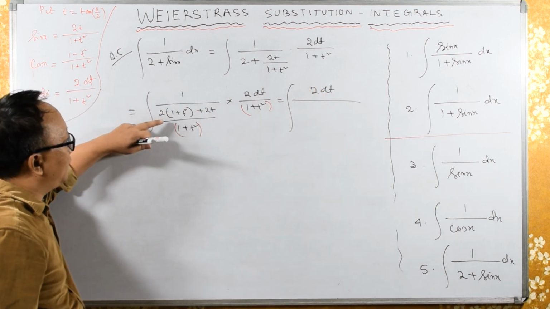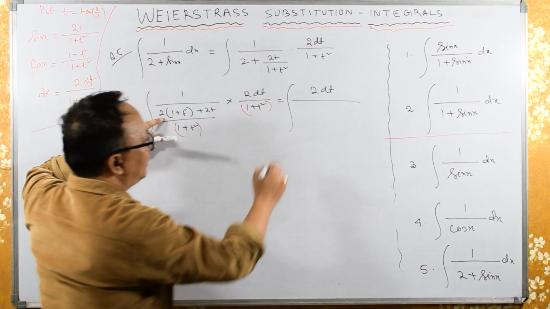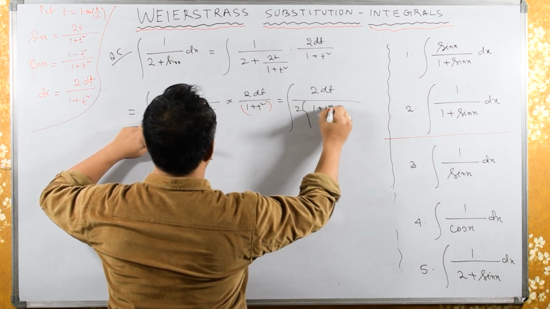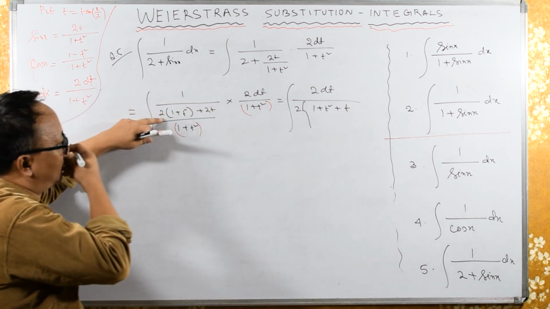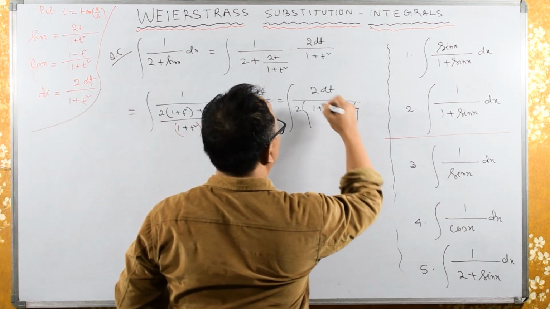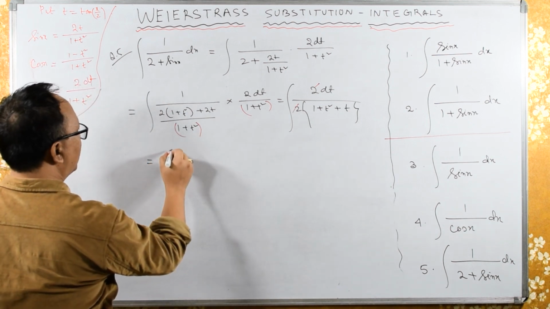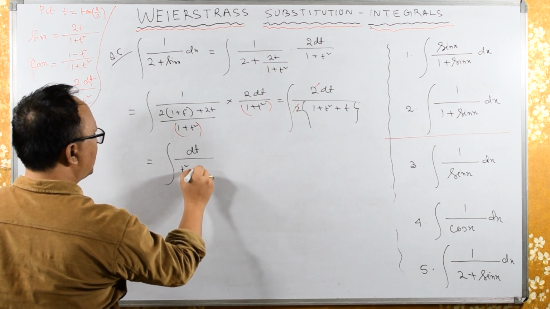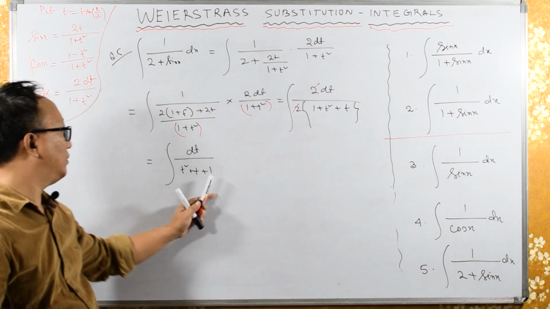In the denominator, look here, we can take 2 common. If I take 2 common, what I'll get is 1 plus t square plus t. Now the 2 gets cancelled. What we have is the integral dt upon t square plus t plus 1.